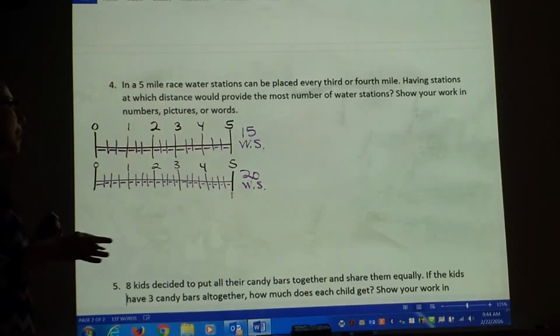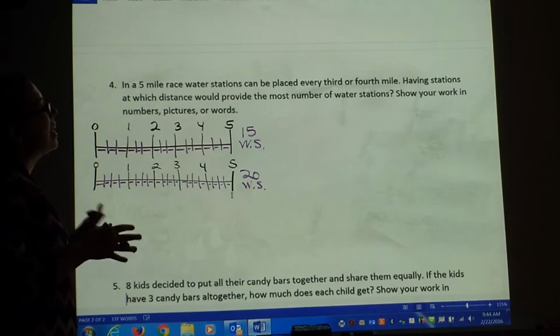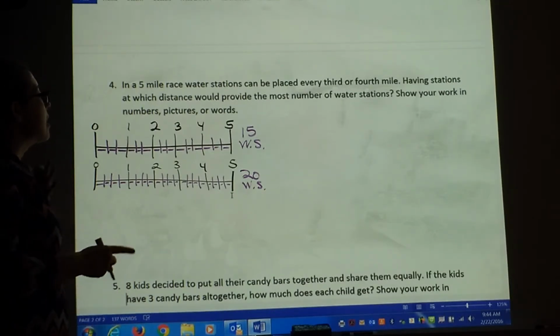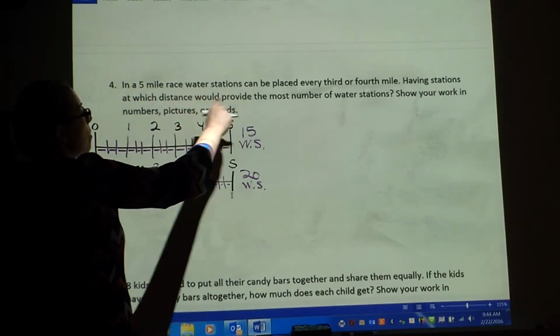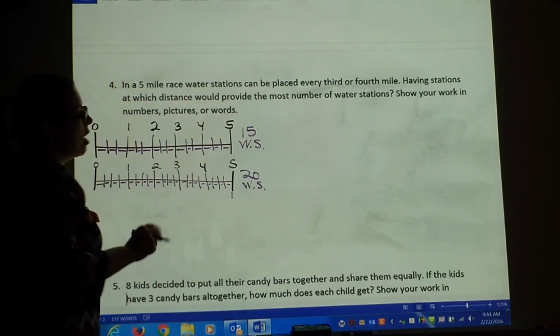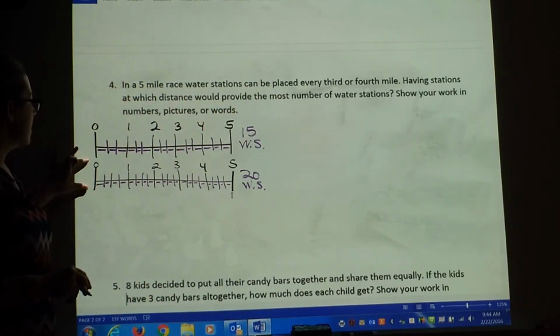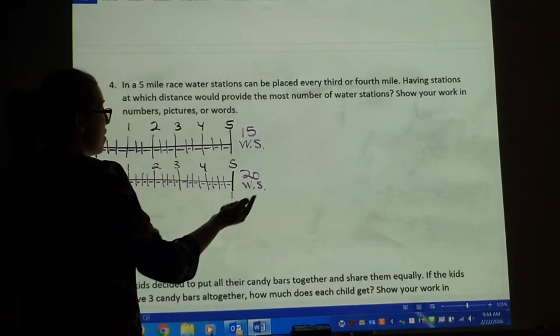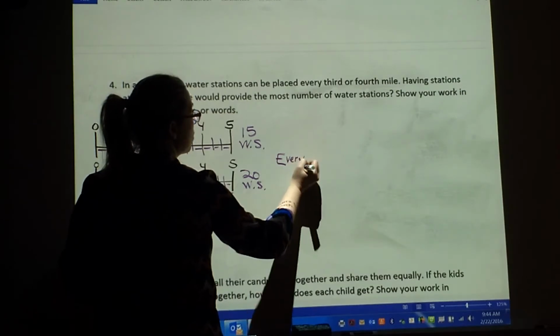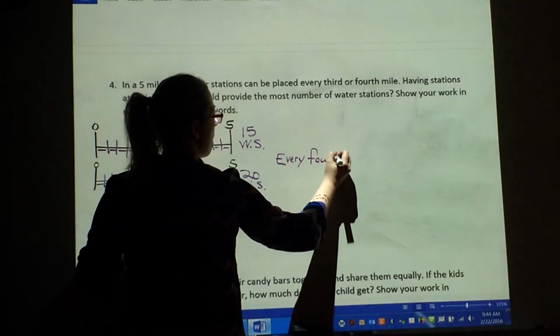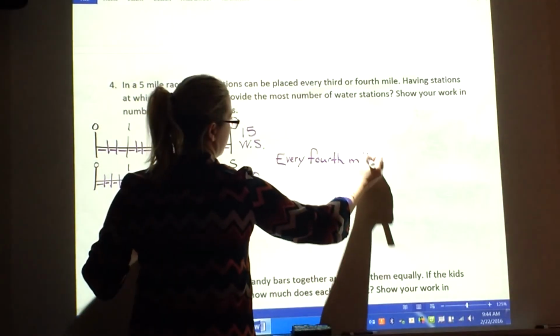And once you show your picture, you actually still have to go back and answer the question. Because I don't want you to just compare. I want you to actually tell me, okay, now which distance would provide the most number of water stations? In this case, 20 is more than 15, so you should answer every 4th mile.